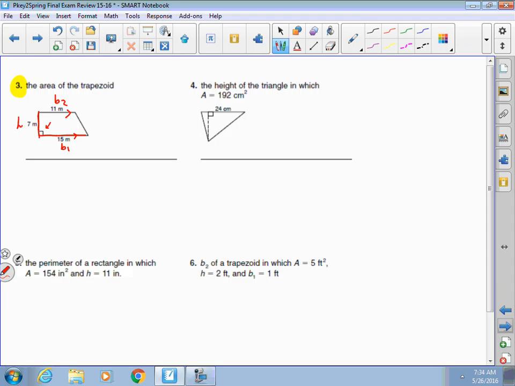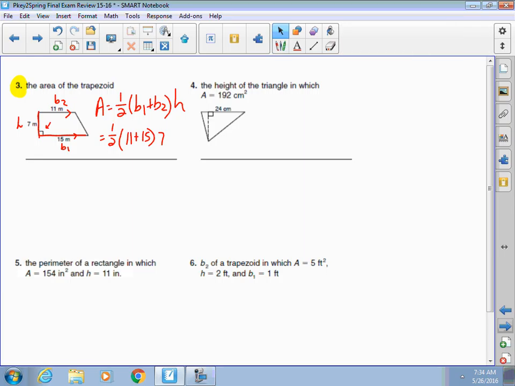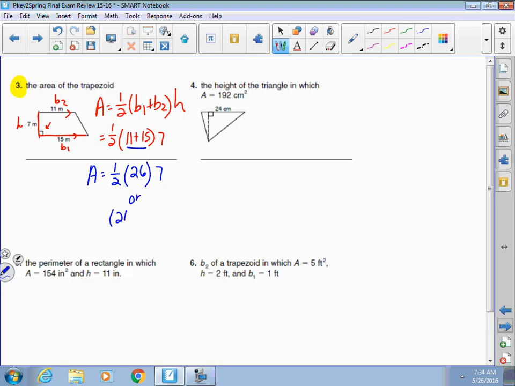Now, I know on our formula chart here, we have 1/2 parentheses base 1 plus base 2 times the height. Please do not forget your order of operations. So we have 1/2 of, I believe we have 11 plus 15 times our height, which is 7. Order of operations tells us that we are going to do our parentheses first, add those together. So our area is 1/2 of 26 times 7. Or I can look at it like this: multiplication comes first, or division. 26 times 7, then divide by 2. Alright, so do get the answer there.